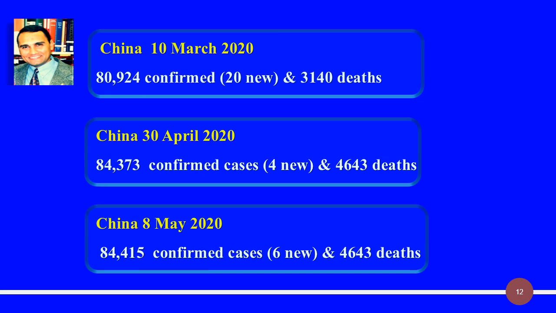The total deaths increased to reach 4,643 deaths, while on the 8th of May, the officials of China said that the total number was 84,415 confirmed cases with 6 new cases for the same day, with the deaths at the same level.